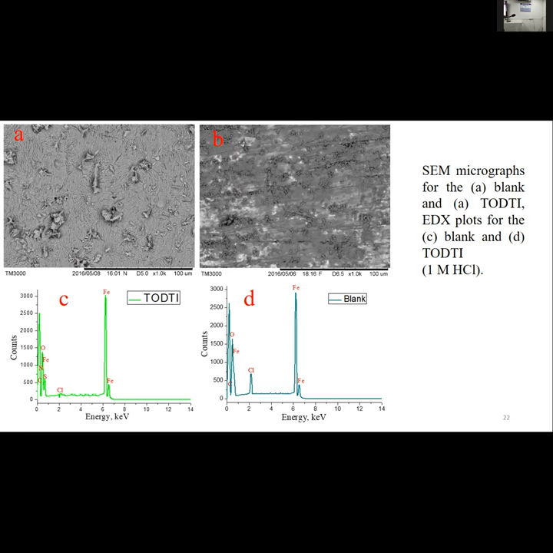In the next analysis, EDX can show the elemental mapping analysis on the metal surface. The first one, in the blank solution, there are large peaks of oxygen and chlorine ions, because the metal surface is easily corroded. As a result, oxygen and chlorine ions may be dominant. But with the addition of corrosion inhibitors, these peaks decreased because of the protective film forming.